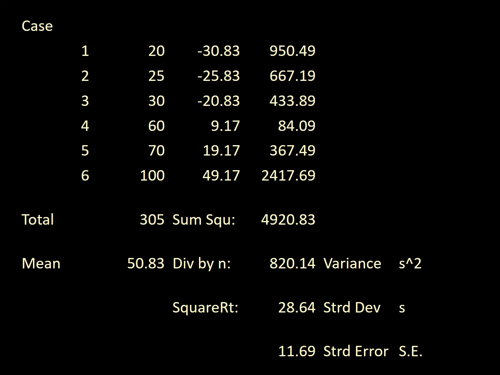In step 6, we want to calculate the standard deviation. And we simply take the square root of the variance. So the square root of 820.14 will give us a value of 28.64. That's the standard deviation. So then how do we calculate the standard error? The standard error is going to be the standard deviation divided by the square root of the number of cases. So it's going to be 28.64 divided by the square root of 6, which is going to give us 11.69, which is the standard error.